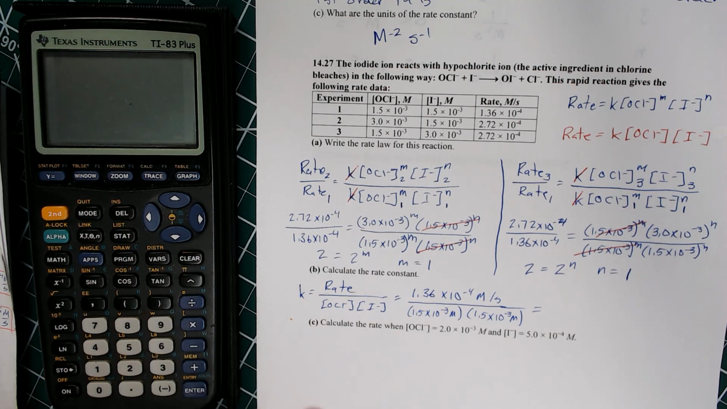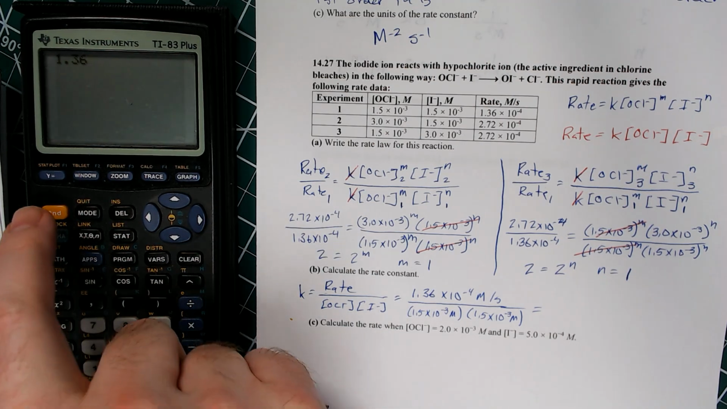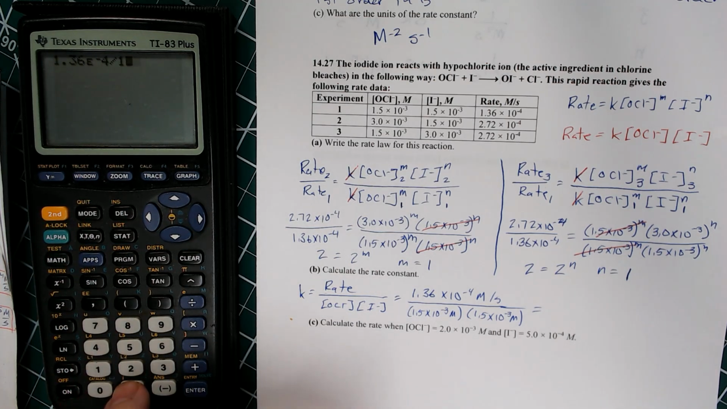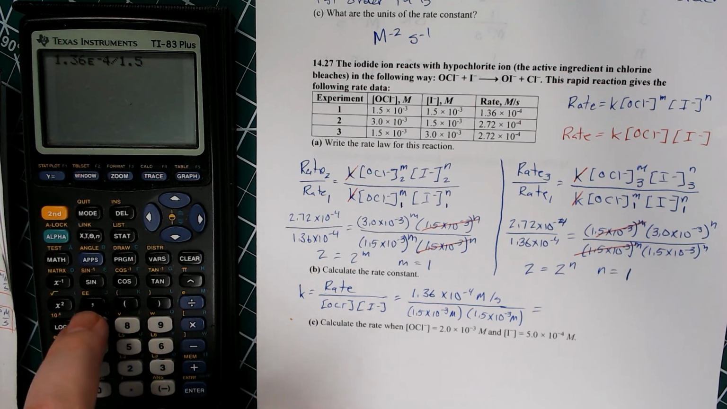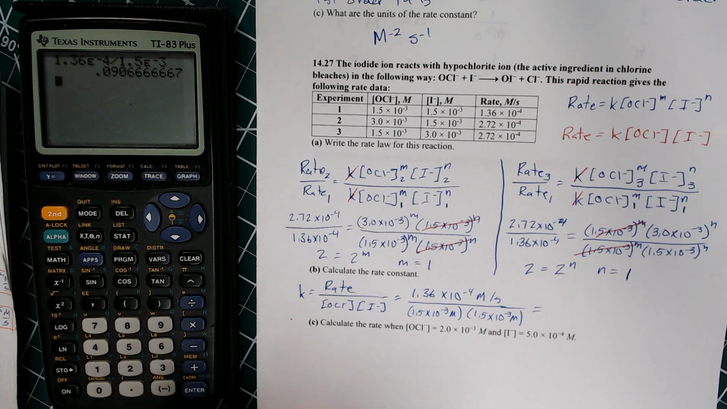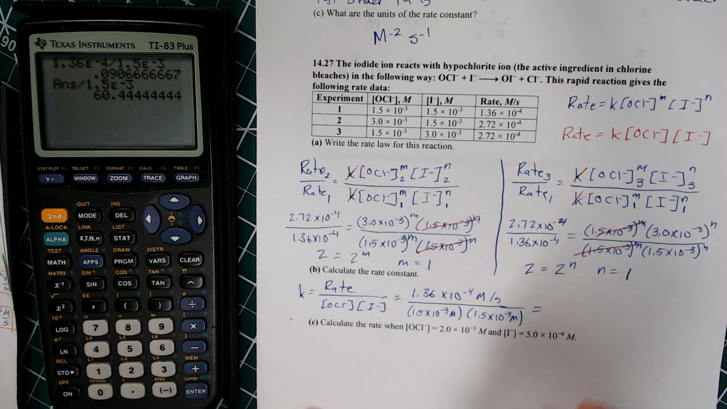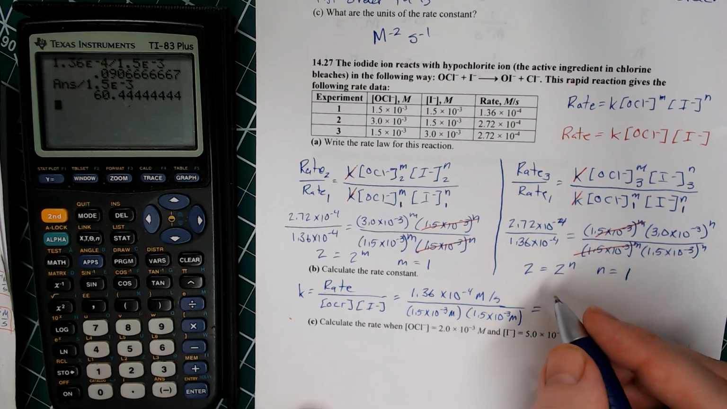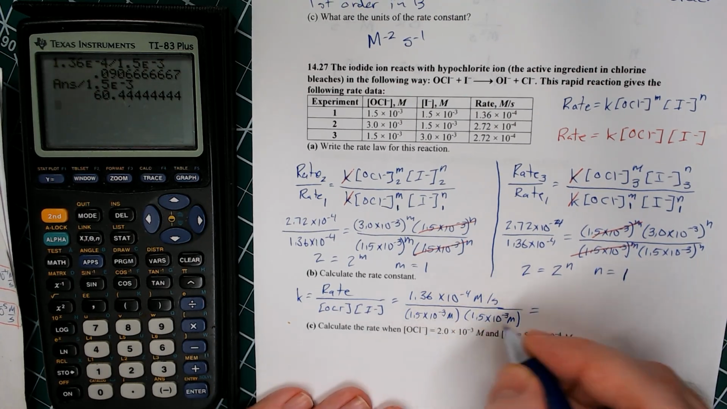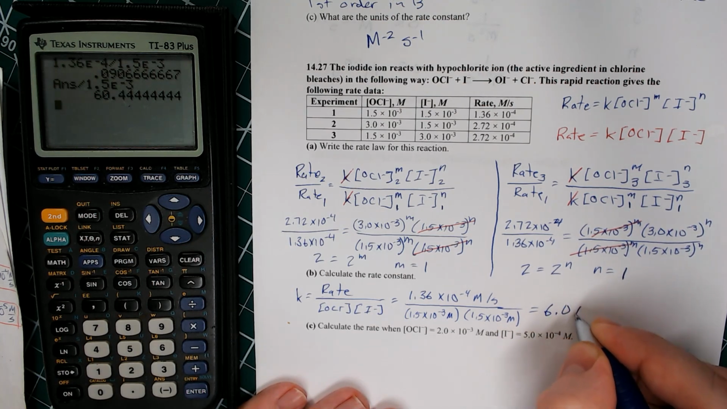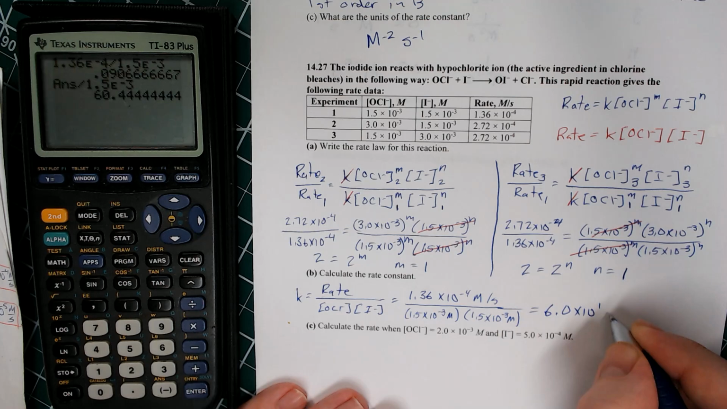All right, so now let's punch the numbers in. 1.36 second EE negative 4 divided by 1.5 second EE negative 3. And then we're going to divide that again by 1.5 second EE negative 3. And you'll see that we get 60.4. We have 2 sig figs, so we're just going to write 60. I'll write that as 6.0 times 10 to the 1.